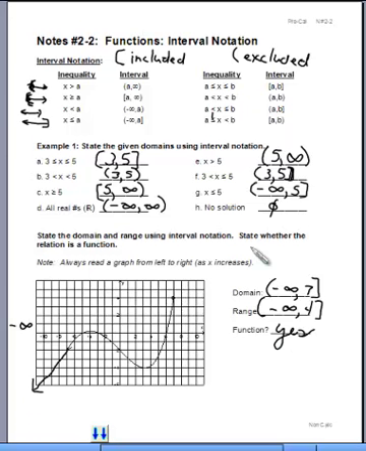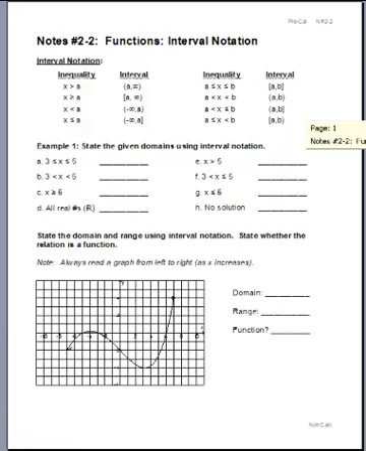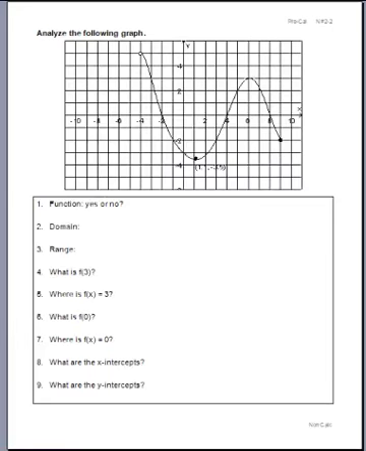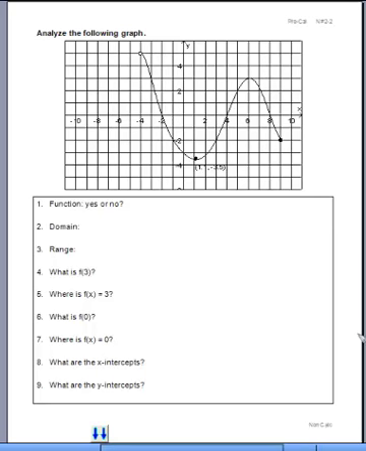So let's look at our next one. We'll scroll down here. Okay. Again, we're going to look at our graph. Now this time we don't have arrows at our endpoints. We have dots, so we do have endpoints. First question, is it a function? Yes or no? Yes, it's a function.